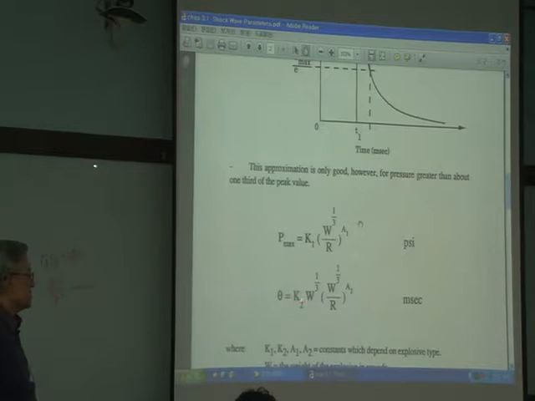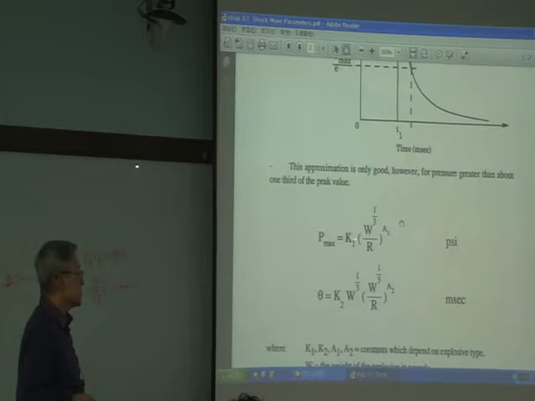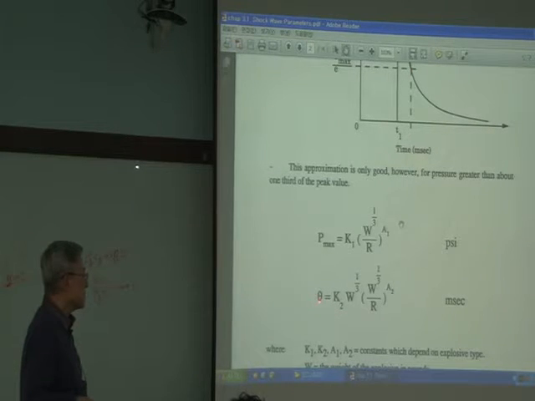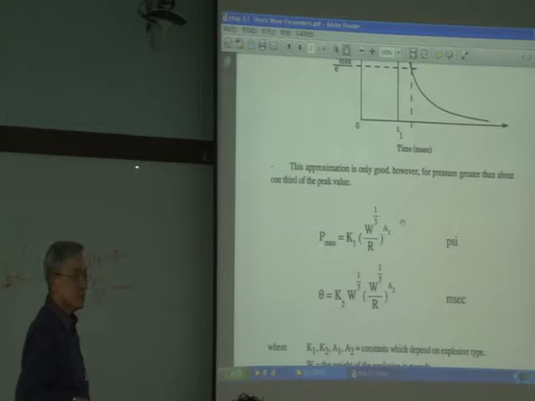Theta is again a function. K1, A1 are values dependent on the charge type, okay? For TNT, some value. You have a table coming a few pages down. And the decay constant is in this equation. K2, A2 are charge type dependent constant values. W is charge weight. R is the standoff distance, okay?